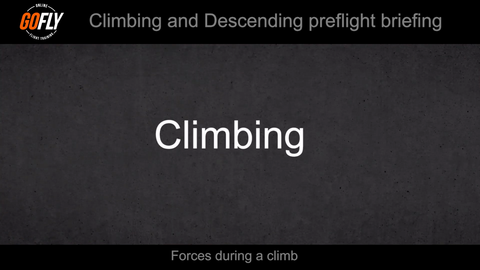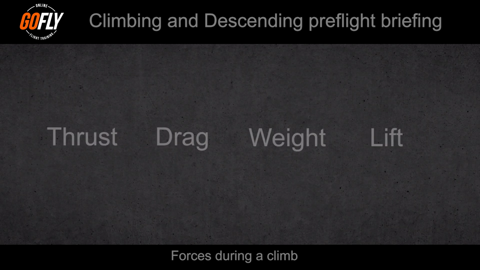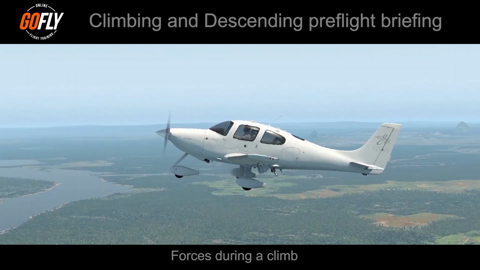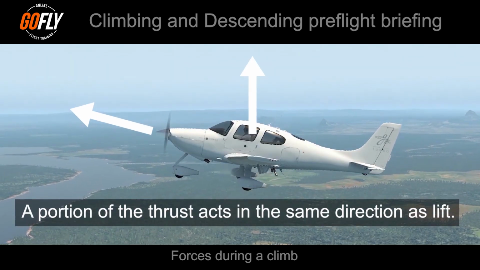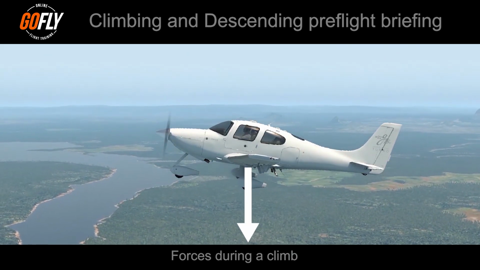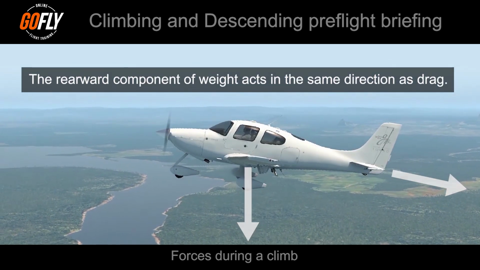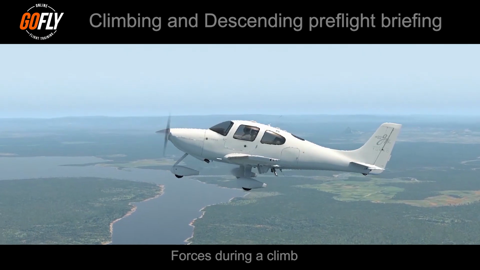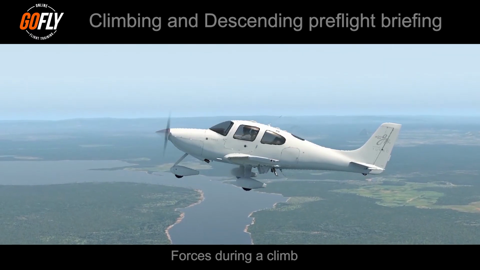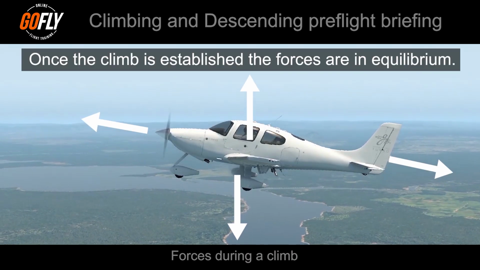During a climb, the four forces that act on the aircraft are thrust, drag, weight, and lift. For an aircraft to be able to climb, the thrust has to be able to exceed the drag. In a climb, a portion of the thrust is directed upward and acts in the same direction as lift. Also, during a climb, a portion of the weight is directed rearward. This is known as the rearward component of weight and acts in the same direction as drag. This is the reason the aircraft requires excess thrust to commence and maintain a climb. Once the climb is established, and if there is no acceleration or deceleration, the aircraft forces are in equilibrium.